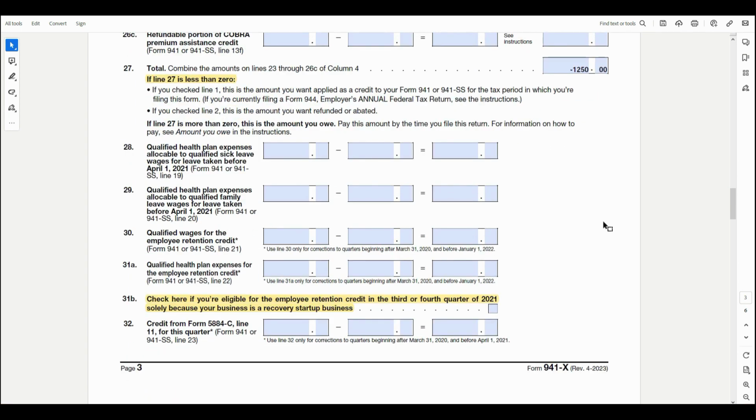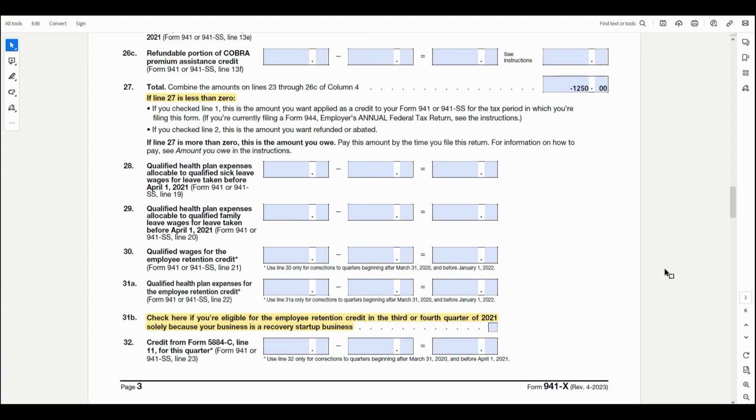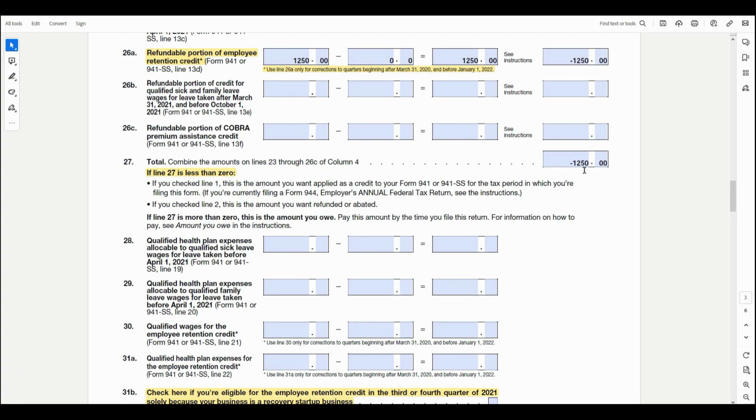I wanted to point out that if you're a recovery startup business, you have a box that you have to check here: check here if you're eligible for the employee retention credit in the third or fourth quarter of 2021, solely because your business is a recovery startup business. You would check that if that applies. Also, if you're using this form only to make this adjustment, we're essentially done here. If you check line 2, this is the amount you want refunded or abated, so we have our amount there that we want to get refunded.